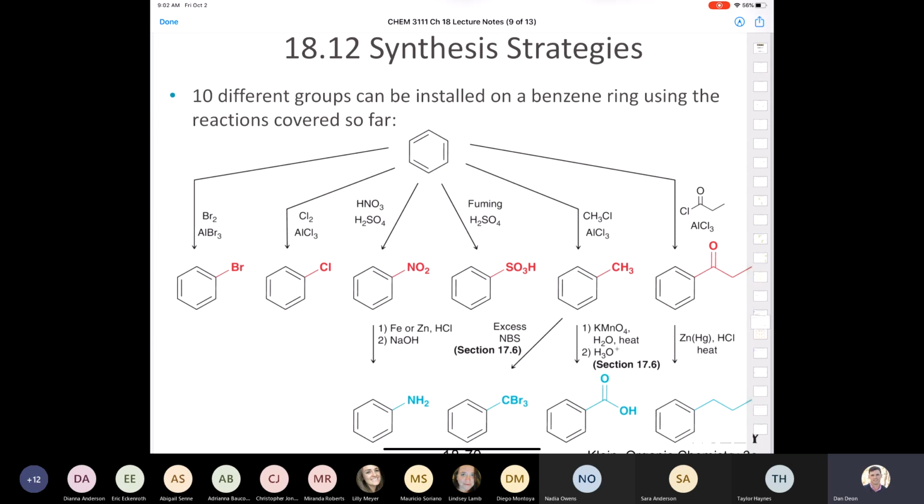But anyhow, are you able to place the blocking group at the ortho position? No, generally speaking, it's going to go in the para position from a director like I had shown before.